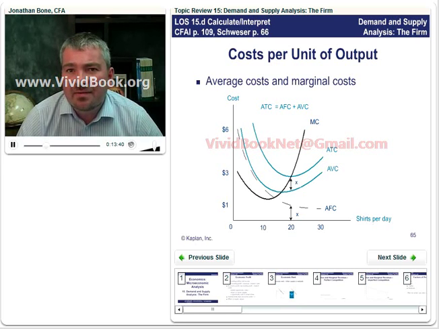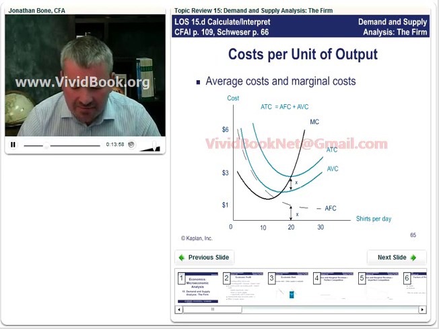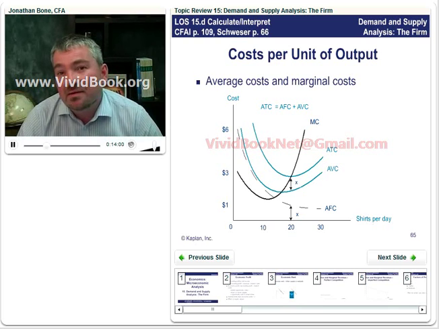Other lines that we've got on there, ATC, the average total cost. Now this is simply the total cost from the previous slide of producing your shirts divided by quantity. So total cost divided by quantity is going to give us average total cost. Notice we've also got average variable cost, which is total variable cost divided by quantity. And again, it's very similar, isn't it, to the average total cost curve in terms of shape.